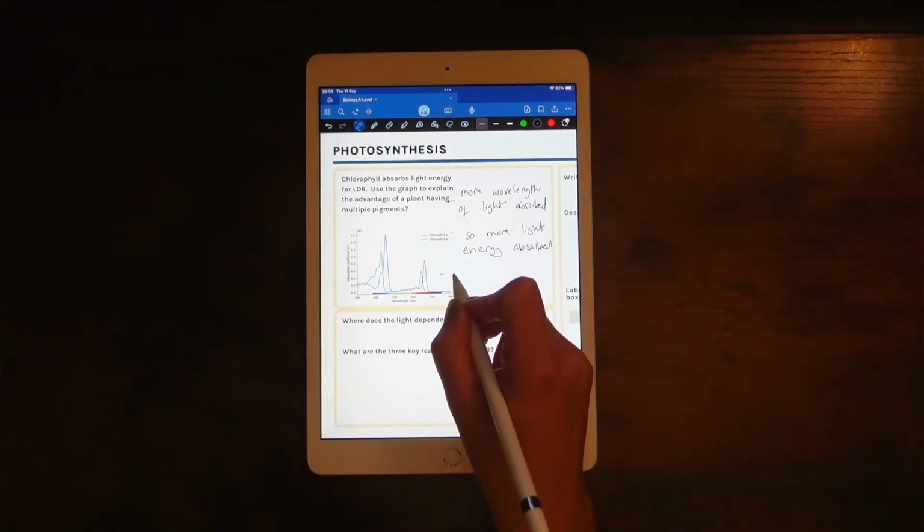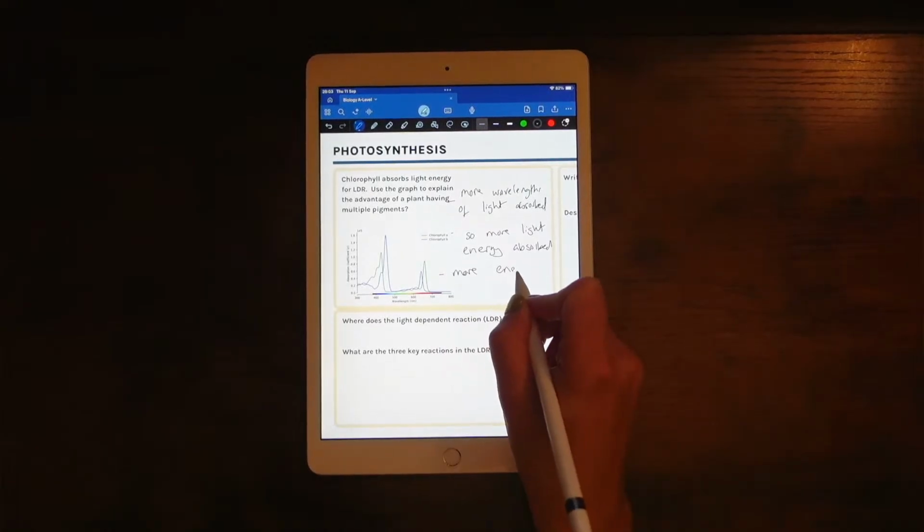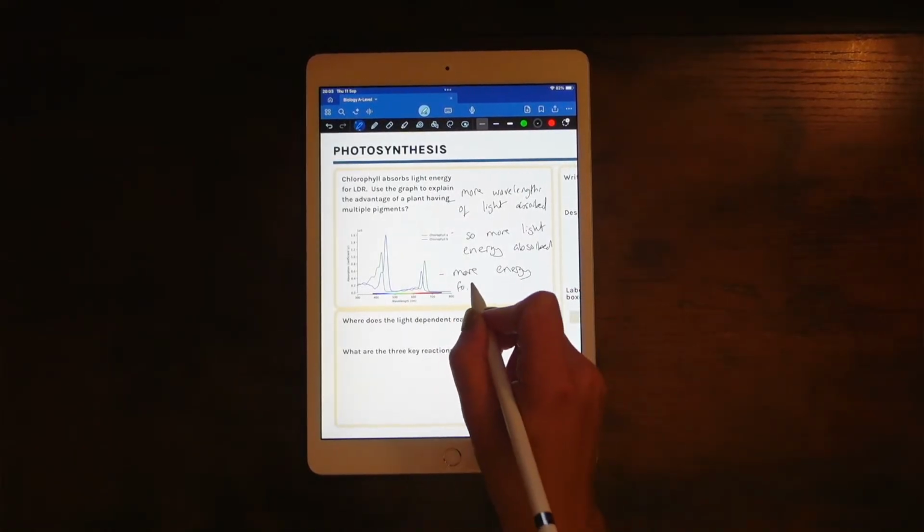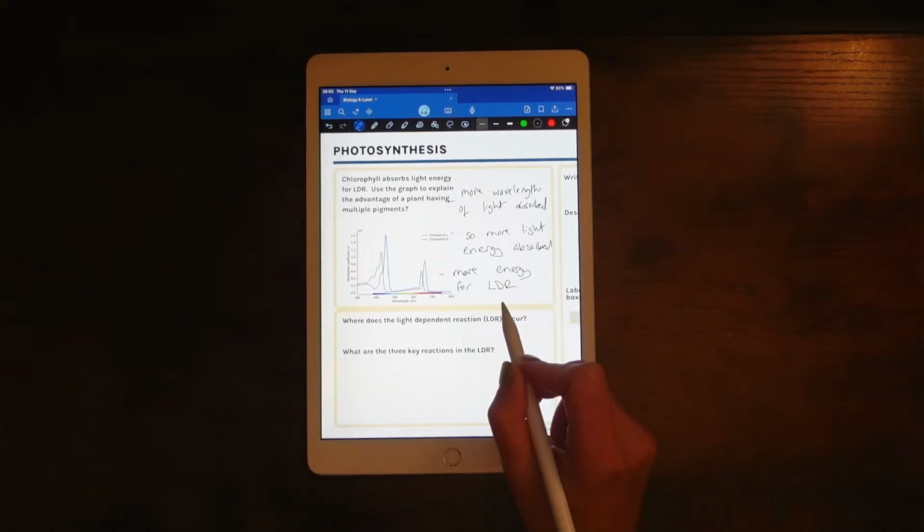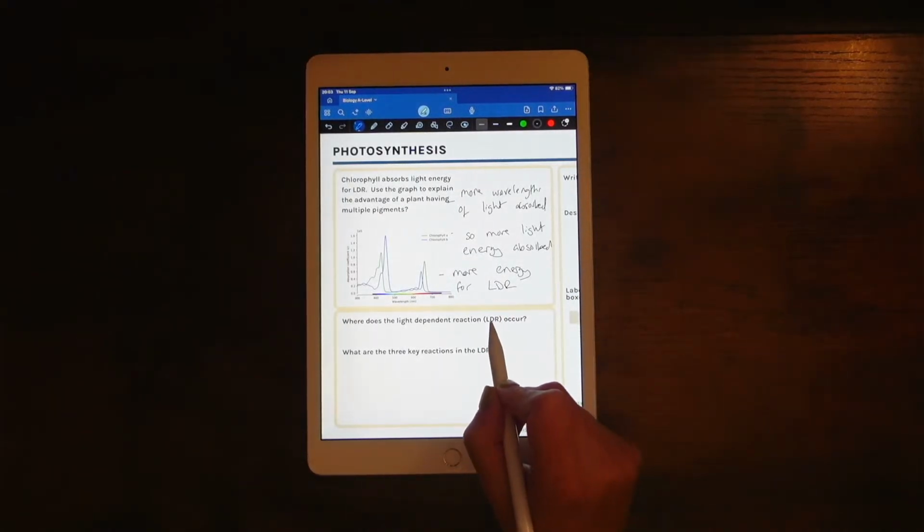Absorbed. That then means there's more energy for the light dependent reactions. I wouldn't abbreviate that in the exam though, just because I'm running out of space.